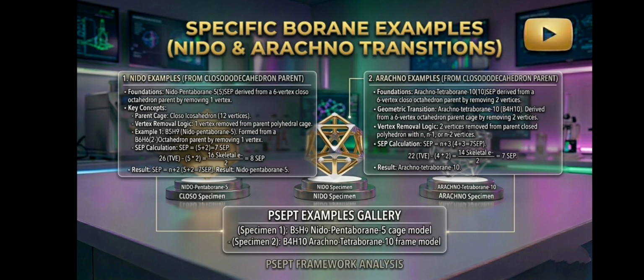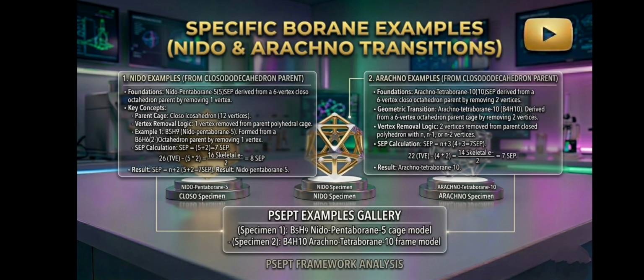Next, we have arachno tetraborane 10. This example is particularly interesting because it is also derived from a 6-vertex closed octahedron parent. But this time, 2 vertices have been removed, following the vertex removal logic. Removing 2 corners results in the web-like arachno geometry. Our calculation shows 7 SEP with n equal to 4 boron atoms. The relationship is n plus 3, perfectly matching the arachno definition.